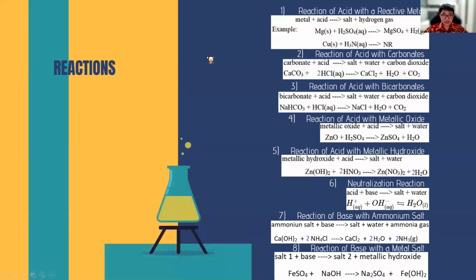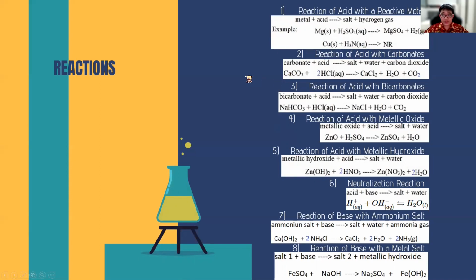And for reactions, we have 8 kinds of reaction. For the first one, it is the reaction of acid with a reactive metal. The reaction of acid with a reactive metal is metal plus acid, which forms salt plus hydrogen gas. For example, magnesium plus hydrogen sulfide equals magnesium sulfide plus hydrogen gas. And then copper plus H3, and this yields no reaction.